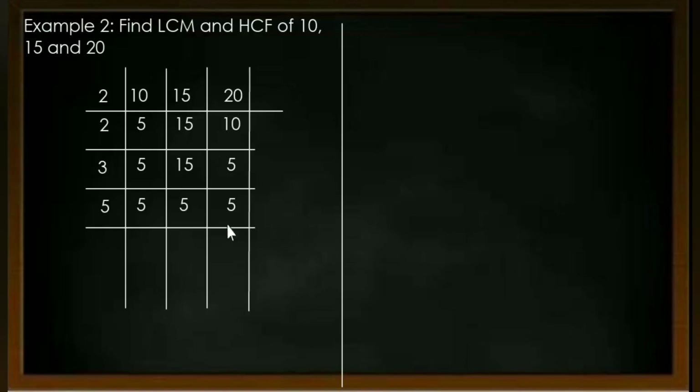5 into 5 will give us 1. As you can see, we have all 1s. We have 1 in all the columns. It therefore shows that we have come to the end of the LCM of 10, 15, and 20.